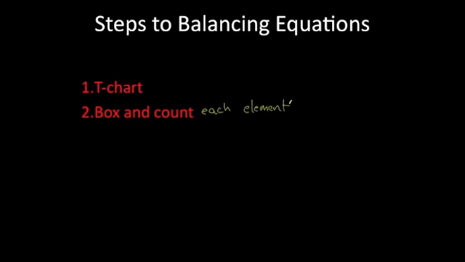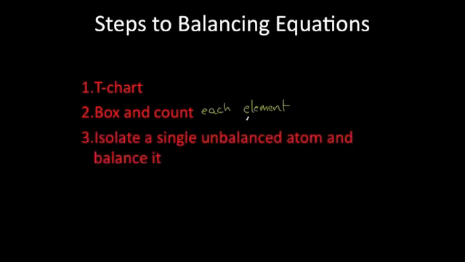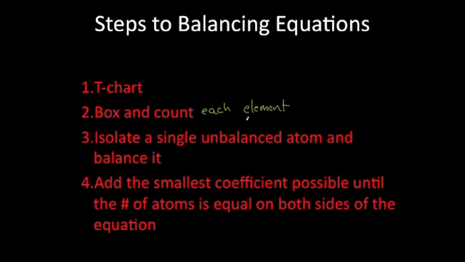So just to recap, the steps to balancing equations. 1, set up the T-chart. 2, box and count each element, each atom. 3, isolate a single unbalanced atom and balance it. And then add the smallest coefficient possible until the number of atoms is equal on both sides of the equation.